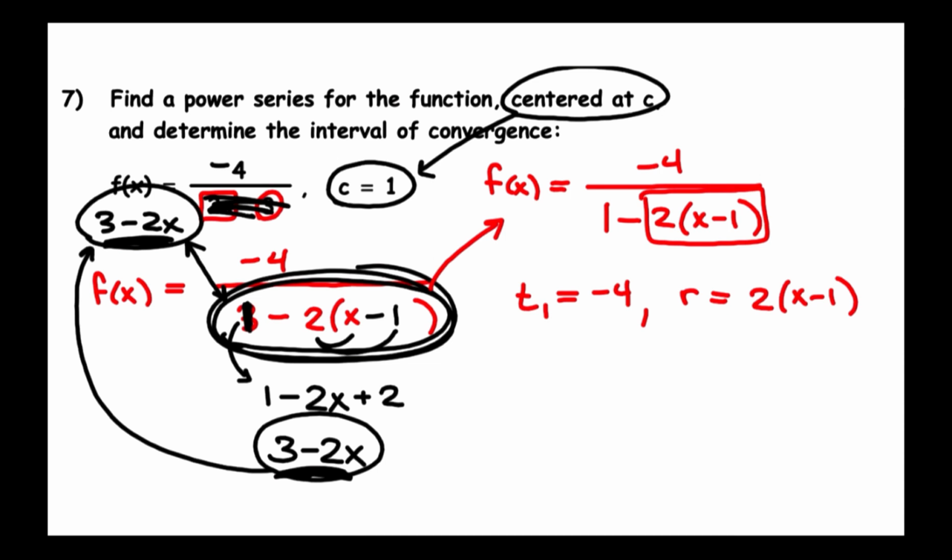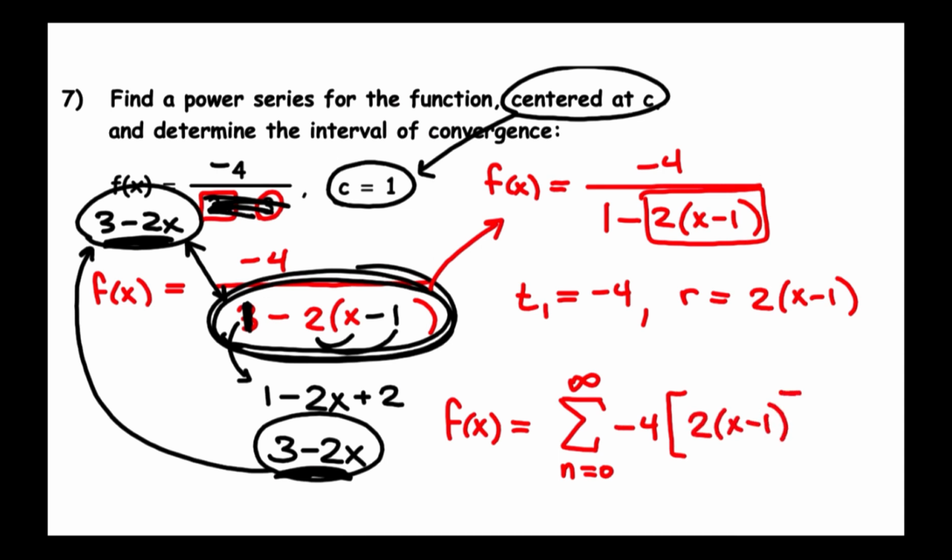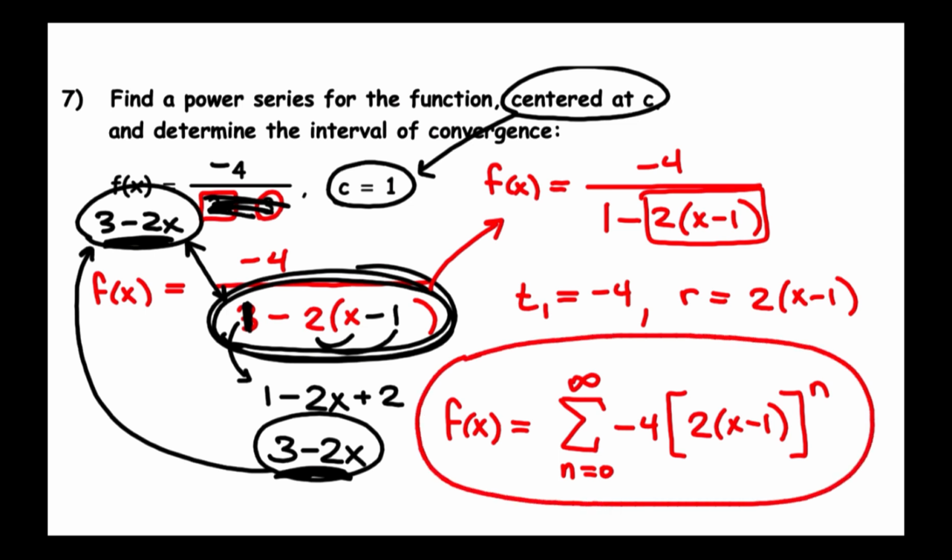All right, so we're ready to write the power series. Here it is. It's the summation, as always, from 0 to infinity of term 1, that's the negative 4, times r, I'm going to use some brackets since I've got little extra parentheses here, times r to the n. Wow. All right, that is correct. That's the first part. We have found a power series centered at 1. You can see it is centered at 1. I got the x minus 1 in there still. And now we simply have to find the interval of convergence.